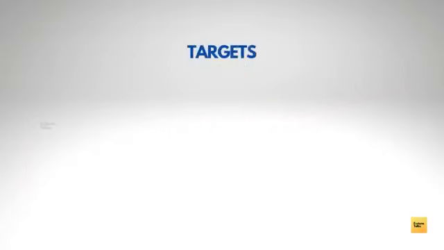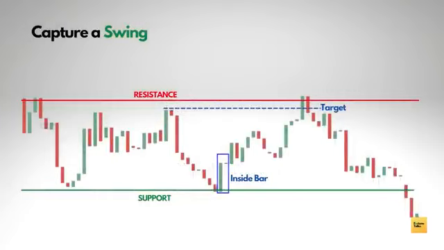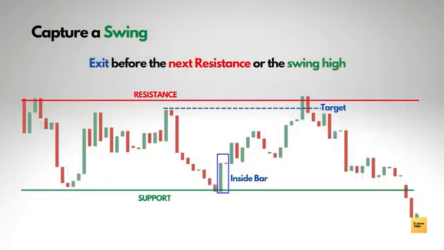Now let us talk about setting targets for inside bar trades. Your exits or targets depend on your goals. You can either catch a swing or ride a trend. If you intend to catch a swing, then you can exit your trades before the opposing pressure comes in. For example, if you have taken a reversal trade from the support and you are long on the market, then you want to exit your trade before the next resistance or the swing high.